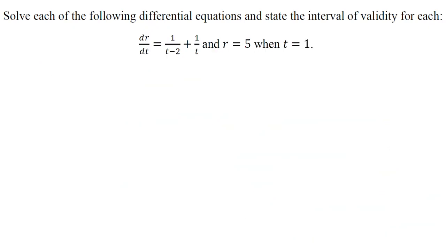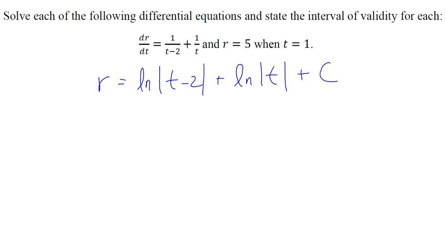All right, for our next one, we've got dr dt is 1 over t minus 2 plus 1 over t. So once again, we're just going to integrate here, giving us r is equal to, well, 1 over t minus 2. That's another simple u sub. It's just natural log absolute value t minus 2. And then we also have natural log absolute value t. And of course, plus our constant.